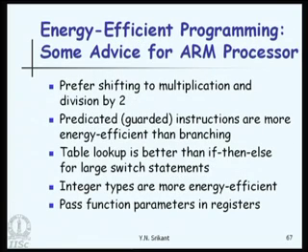So, for an ARM processor, typically, let us say, what type of advice does one give if energy efficiency is the consideration? Prefer shifting to multiplication and division by 2. This is very obvious. This saves time and this also saves energy. Predicated instructions are more energy efficient than branching. So, if we have predication hardware, then use it. Table lookup is better than if then else for large switch statements. Again, time wise also this is better. Integer types are more energy efficient than floating point types, and passing function parameters in registers is better than passing it in stack. So, these are simple tips for programming efficiently with respect to energy on ARM processor.